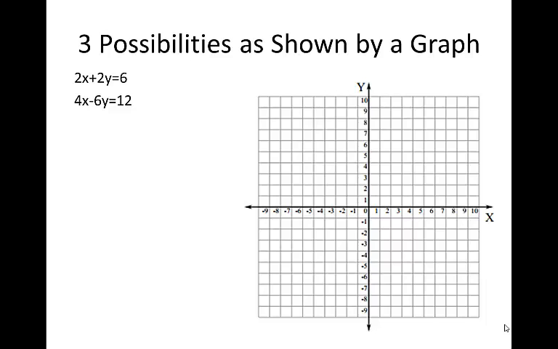First, I'm going to show you what these possibilities look like when you're shown on a graph. So look at this system of equations. 2x plus 2y equals 6, 4x minus 6y equals 12. I'm going to start by graphing the first equation, and in order to do that I need to solve for y.